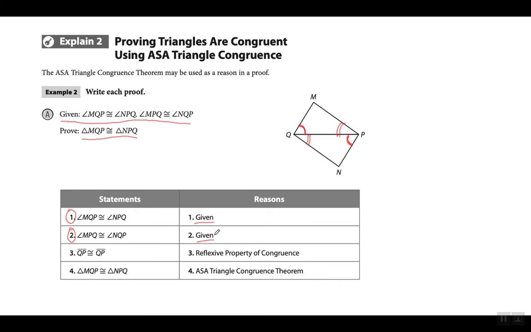Lo primero que siempre se pone en una prueba es la información que te están dando, el given, lo que dice given. You just put the statements and the reason is always given. La razón siempre es given.